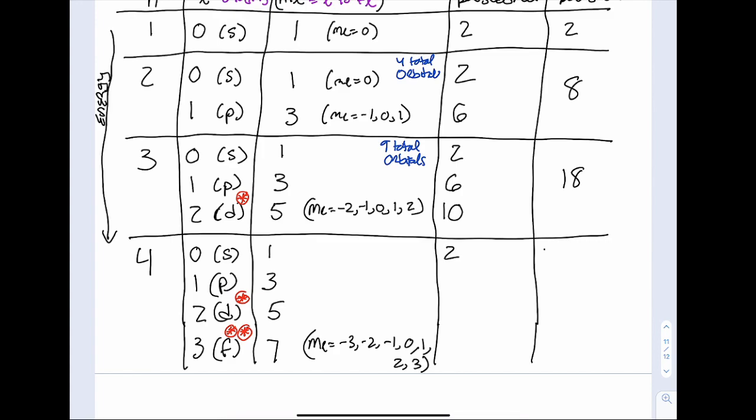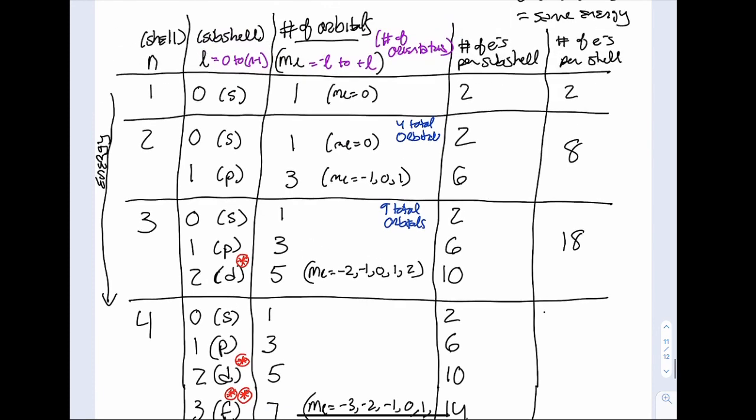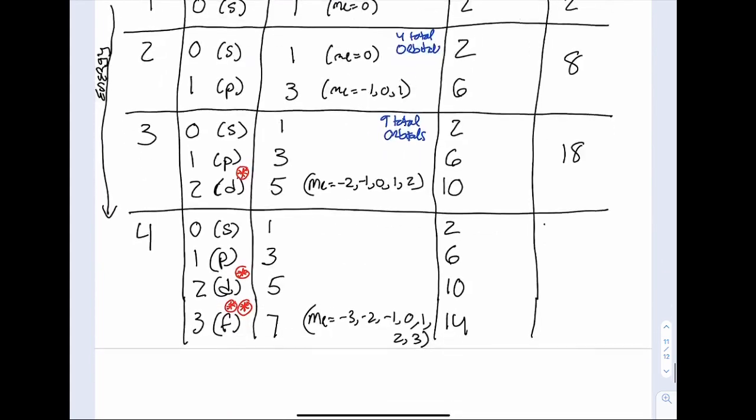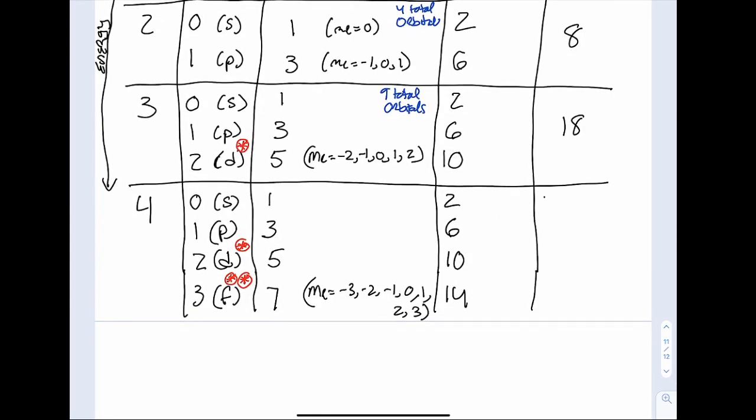Electrons, since there's 1 orbital, I can have 2 electrons. 3 orbitals gives me 6, 5 orbitals gives me 10, and then 7 times 2, and this is maximum, of course, I can have 14. We should maybe add that up here, max. We can have less, but that's going to be my maximum. Total. So 2 plus 6 plus 10 is 18, plus 14 more gives me 32.